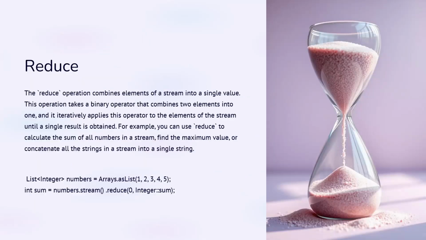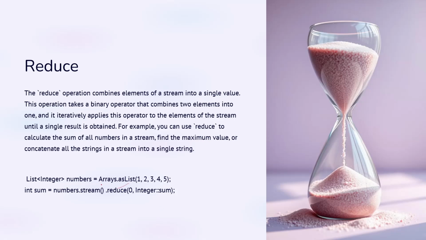The second one is reduce. What will reduce do? The reduce operation combines the elements of a stream into a single value. This operation takes a binary operator that combines two elements into one, and it iteratively applies this operator to the elements of the stream until a single result remains. For example, you can use reduce to calculate the sum of all the elements in the stream.